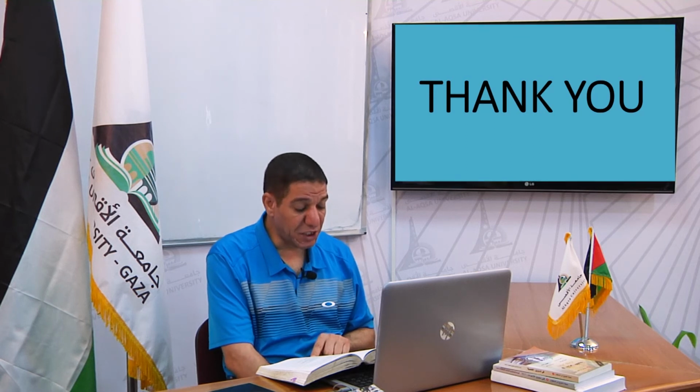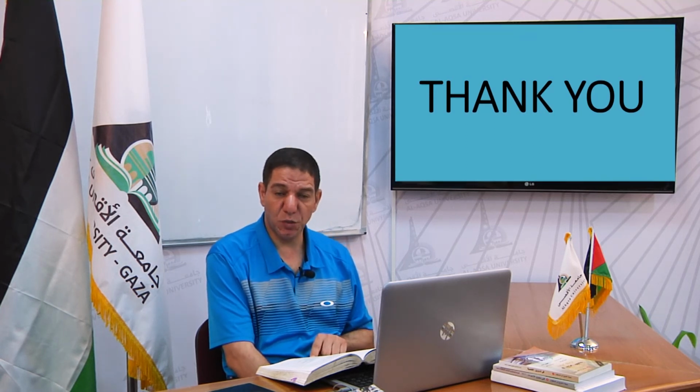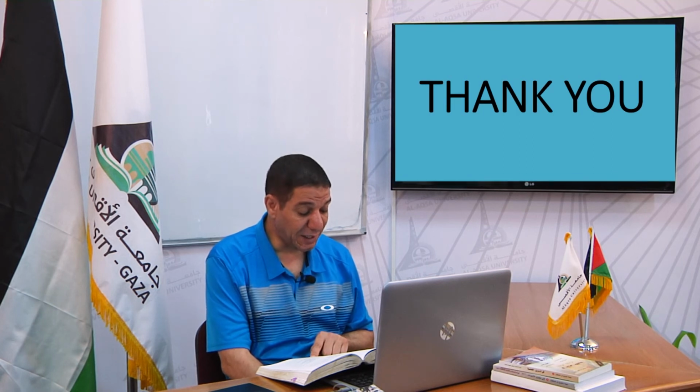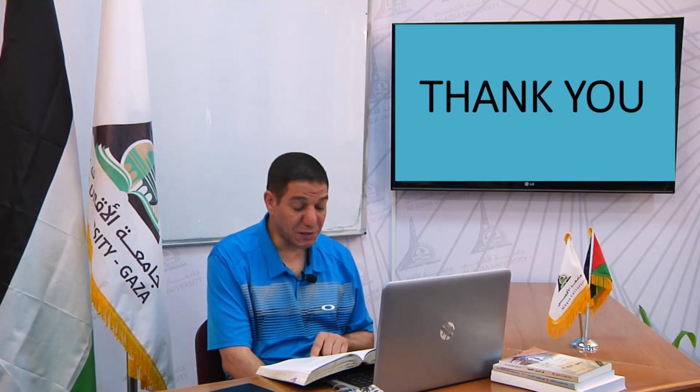With ability, she can speak six languages. يمكنها, تستطيع أن تتكلم ست لغات. Okay.